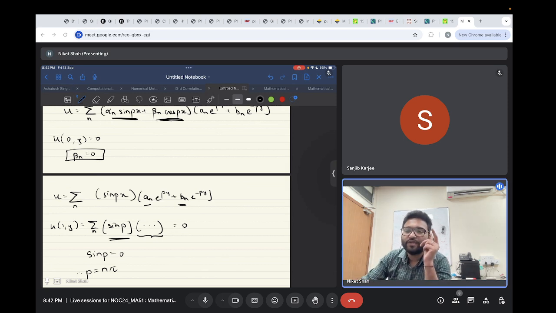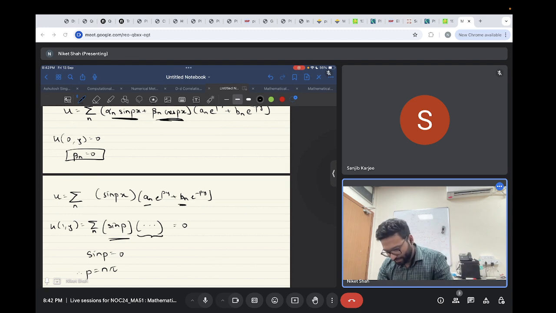So I am putting x equal to 1. When I put x equal to 1, there is sine p times this function of y, which can take any value, because y I am keeping as a variable, right? So that can take any value. So obviously sine p only has to go to 0, because y is a variable and can change. Till now we assumed a n and b n are non-zero and y is a variable. So in that case, only sine p can go to 0. Sine p has to go to 0 necessarily.